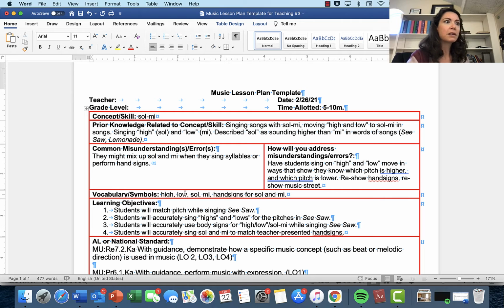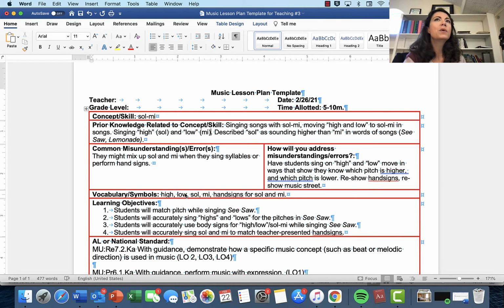In this case, we've only got two things, so they might say high, low, high. They might mix up which one is high and which one is low and move the wrong way, making a lower movement for a higher pitch. You wouldn't want it to look like that. So that's something where the students might mix them up, or they might sing so on the low syllable, so instead of so-me-so-me, they might go me-so-me-so. We wouldn't want them to do that either. So those types of mix-ups.